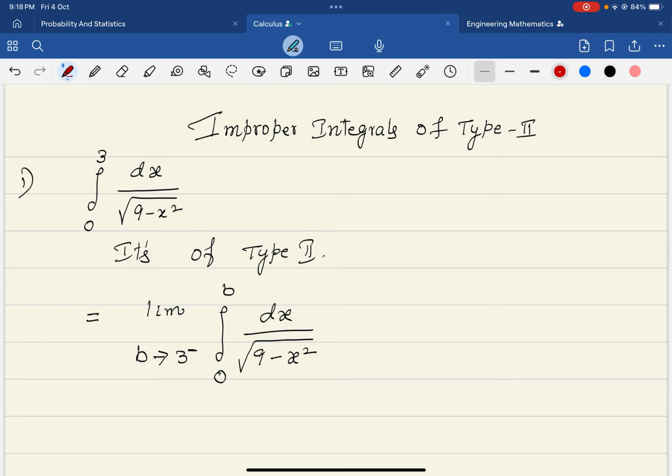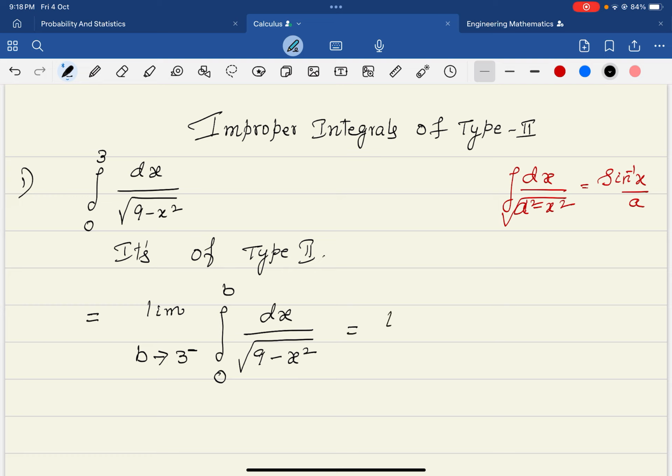Now I hope all of you know the integral of dx over square root of 1 minus x square, or rather a square minus x square. This is given by sine inverse of x by a. That is the formula: dx over square root of a square minus x square is given by sine inverse of x by a.